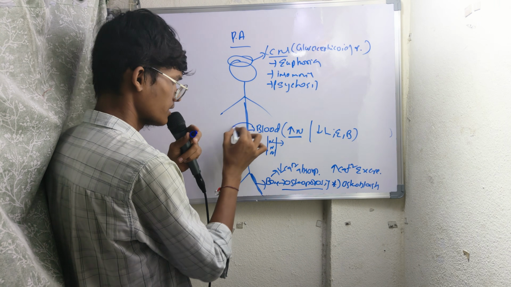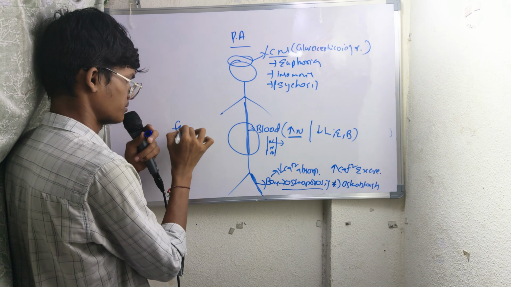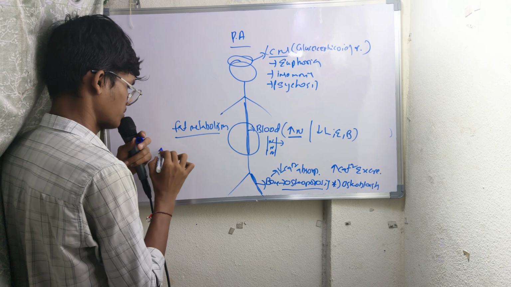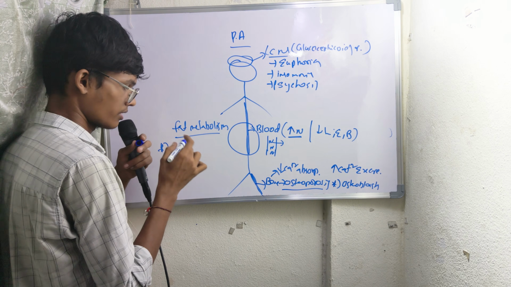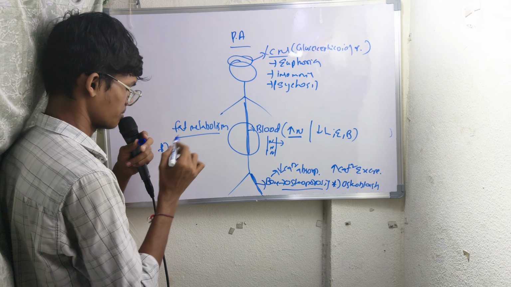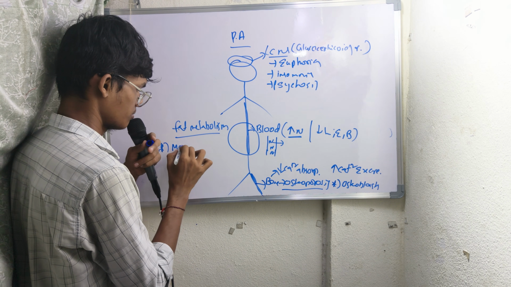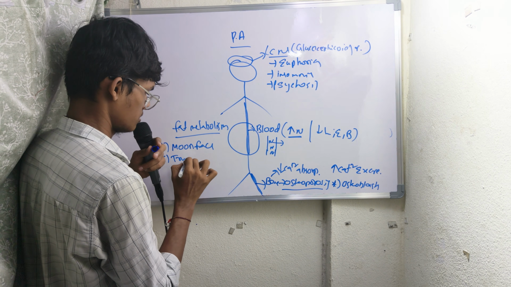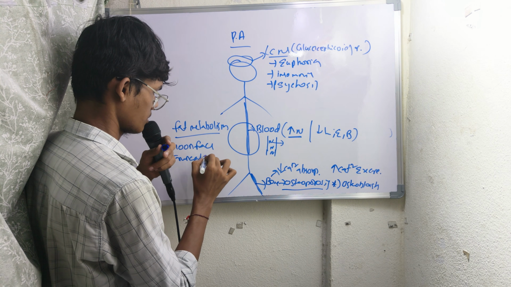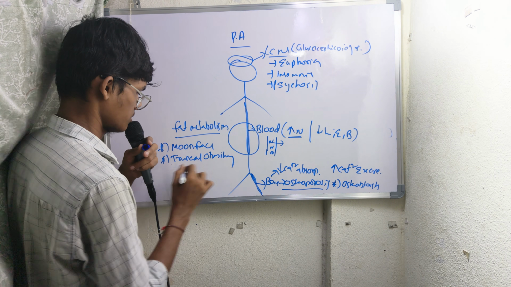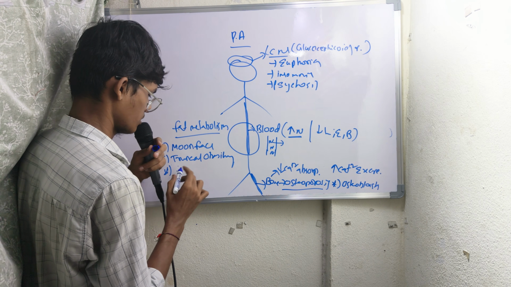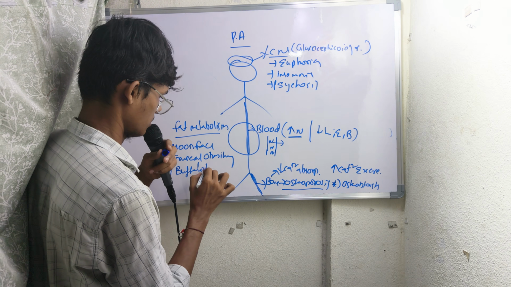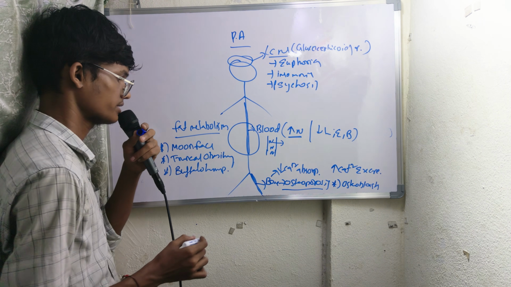And fat metabolism. In the fat metabolism, there will be altered fat metabolism, so there might be moon face and truncal obesity, and there also might be buffalo hump. Okay, this is the thing.